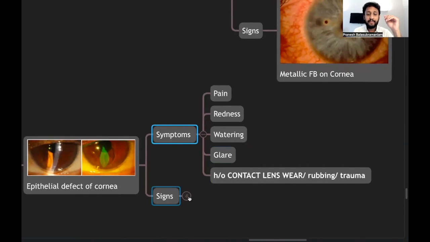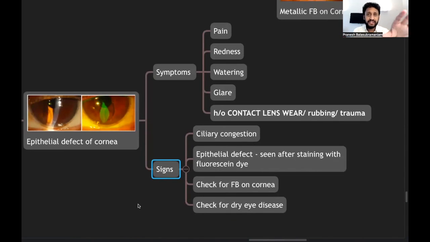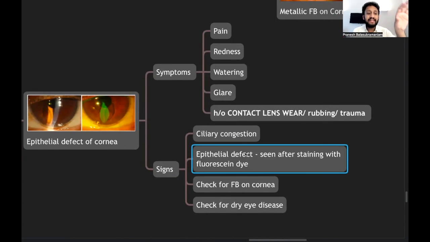The signs are going to be, again, multiple. The patients can have congestion, ciliary congestion. They can have this epithelial defect. And only after staining of the cornea with fluorescein will we detect the epithelial defect. Always mention the size of the epithelial defect.